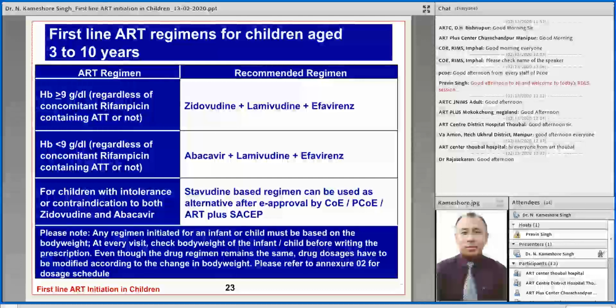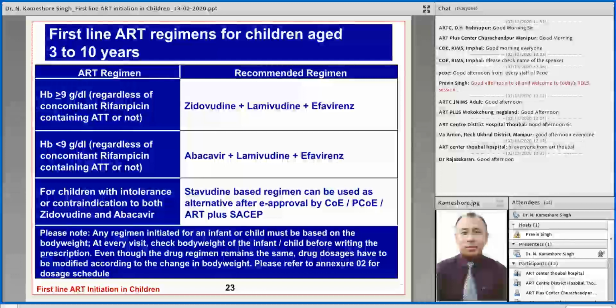If hemoglobin is less than 9 gram per deciliter, regardless of the concomitant rifampicin-containing ATT or not, we can use abacavir, lamivudine, and efavirenz. For children with intolerance or contraindication to both zidovudine and abacavir, as mentioned already, stavudine-based regimens can be used, but after approval of the CoE, pCoE, or SACEF.